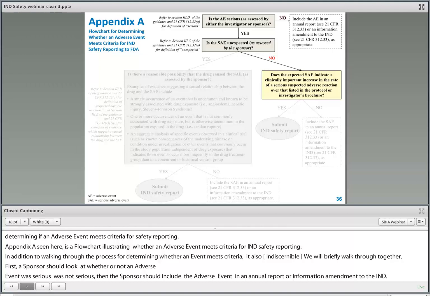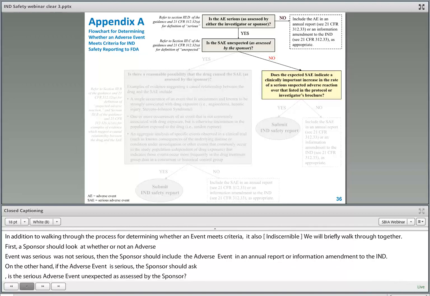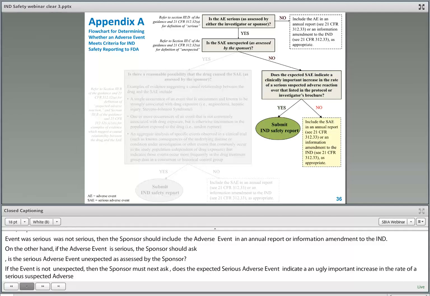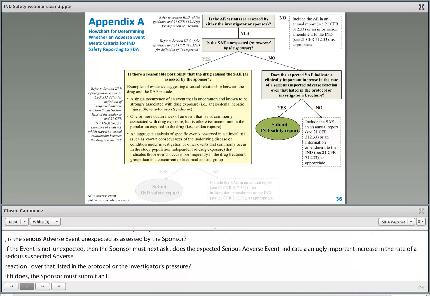If the event is not unexpected, then the sponsor must next ask, does the expected serious adverse event indicate a clinically important increase in the rate of a serious suspected adverse reaction over that listed in the protocol or investigator's brochure? If it does, then the sponsor must submit an IND safety report. If it does not, then the sponsor must include the serious adverse event in an annual report or an information amendment to the IND.